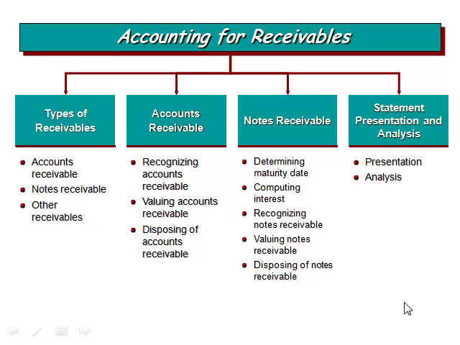Hi, in this chapter we'll look at accounting for receivables. Four major topics. We'll talk about the different kinds of receivables, distinguish between normal or trade accounts receivables versus notes receivables and other receivables, which might be from employees. Look at accounts receivable, when we recognize them, how we value them, and how we dispose of accounts receivable.